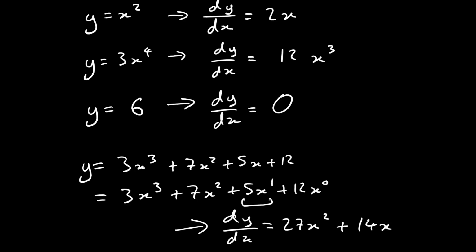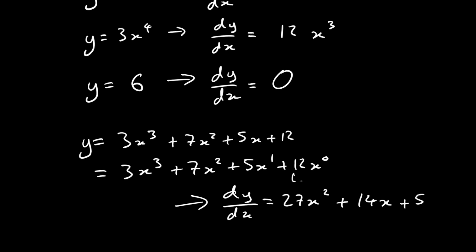Then I look at the next term. Power climbs down, so it's 5 times 1, which is 5, and then x to the power of 0. What's x to the power of 0? That's just 1, so it's just 5. And then let's look at this last term. It's 12, x to the power of 0. The 0 climbs down, so it's 0 times, and 0 times anything is just 0, so we don't tend to write that. So we differentiate it: power climbs down and reduce the power by 1. Easy.